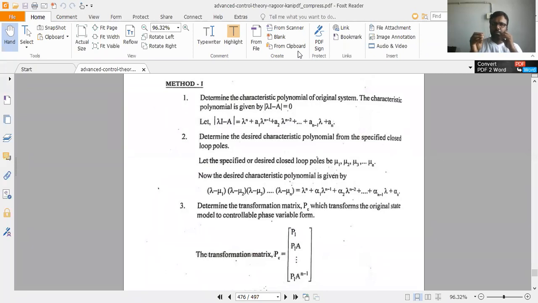Based upon this value determination, plenty of problems are there. So many problems are there in our previous university question papers.